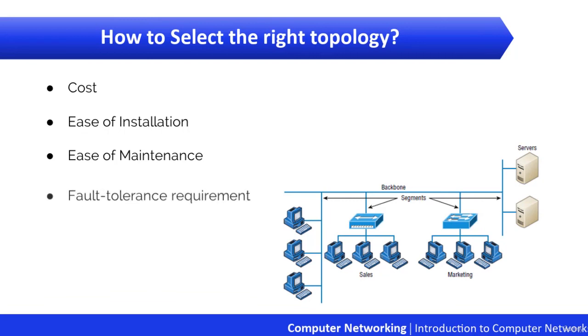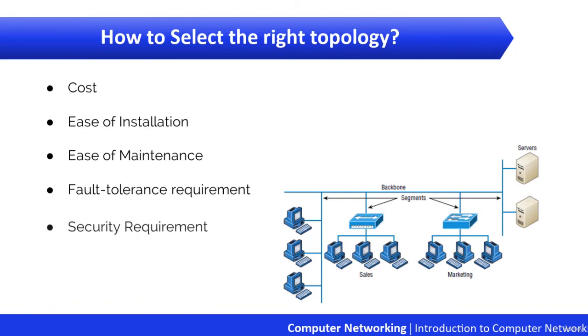The fourth question that you need to ask is, what is the fault tolerance of the topology? Now, if you have around 10 to 15 computers and you select ring topology, then that's a bad call. Ring topology provides the least fault tolerance. So before selecting the right topology, you need to ask the question of fault tolerance. And finally, security requirements. These 5 factors you should always consider before you select the right topology for your network.